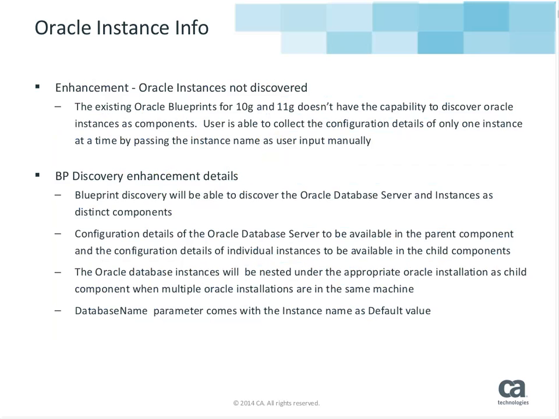So in our blueprint discovery, we want to be able to discover the Oracle database server and instance as distinct components, with configuration details on the Oracle database server available for the parent component as well as the child components. The Oracle database instance is nested underneath the Oracle installation as child components, including multiple Oracle installations on the same machine. Similarly, we have the database parameters that come out with an instance name as the default value. So let's take a look at that as well.